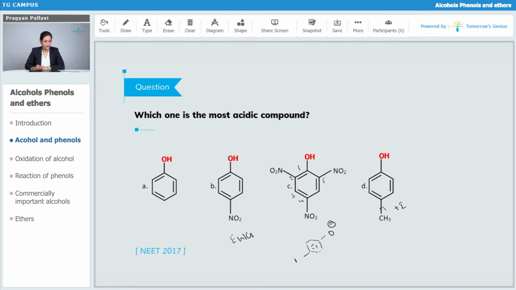Let's see, if you are having this nitro group which is an electron withdrawing group, so this negative charge will be delocalized throughout this and it will be basically stabilized by this nitro group. So we can say that introducing this nitro group or electron withdrawing group to the phenol is going to increase the acidic strength of phenol. So here when we are having 3 nitro groups attached to this, it will be more acidic compared to the one when we are having only a single nitro group. Hence the correct answer is option C.